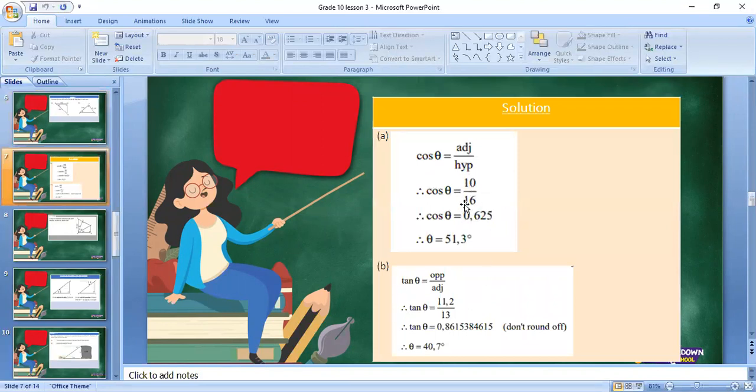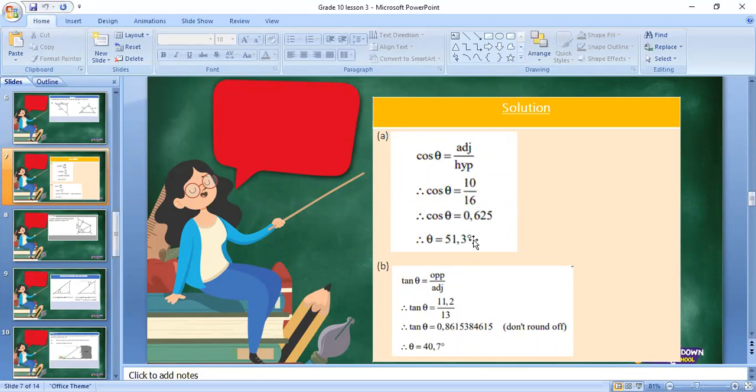We're going to divide: 10 divided by 16 will give you this amount. So cos theta equals 0,625. Therefore, to find theta, remember you have to find the cos inverse, which we explained in yesterday's class. You press shift cos 0,625, shift on the top left corner of your calculator. Then correct to one decimal place. So that's your theta.